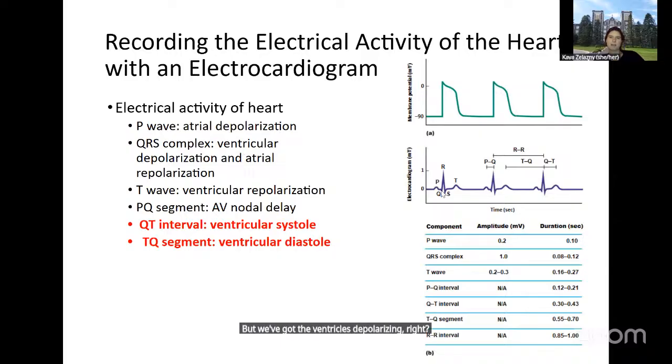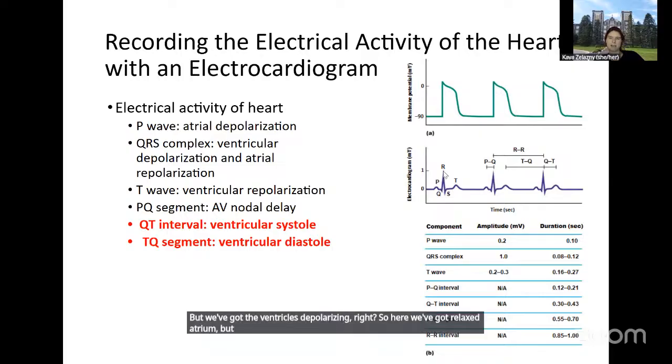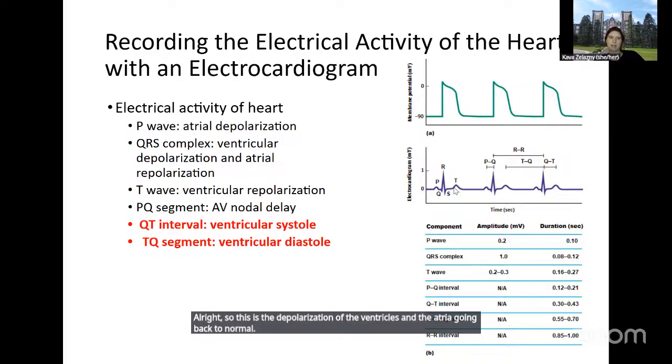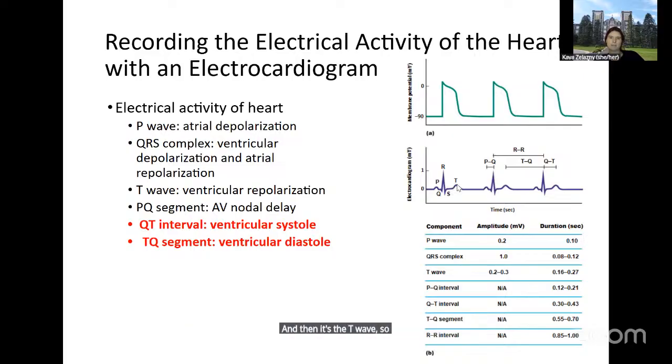So here we've got a relaxed atrium, but our ventricles need to squeeze, right? So big peak, before we end up going back to ultimately our ventricles repolarizing. So this is the depolarization of the ventricles and the atria going back to normal. And then it's the T wave. So this little hump, that's our ventricles repolarizing and going back to relaxed and back to normal.